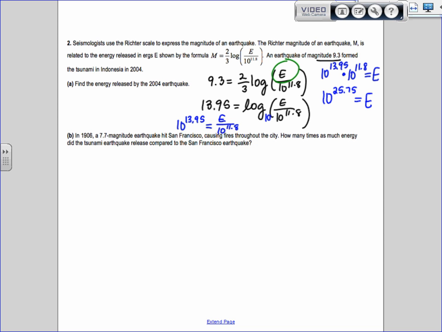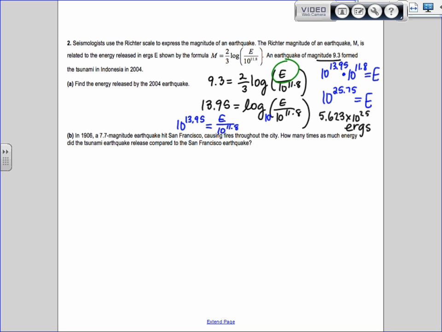If you do 10 raised to the 25.75, you get a crazy big number: 5.623 times 10 to the 25th. That's a lot of ergs. I don't even know what ergs are, but that's a lot of them. All right, so the same thing on the next one.